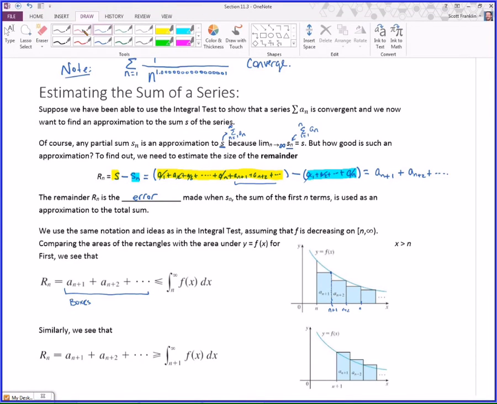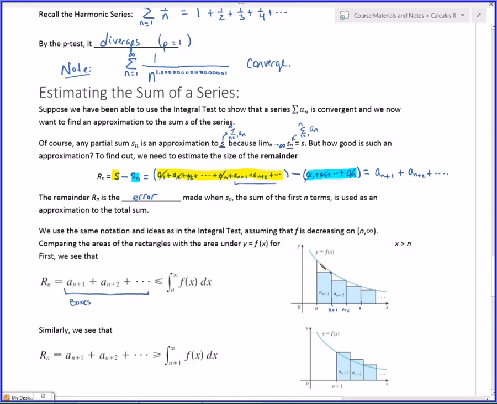And because f is decreasing, how does the area of the boxes compare to the area under the curve f? Well, if you do the integral from n to infinity of f of x dx, notice you've got all this extra space in here, so this area is bigger than the boxes. Agreed?